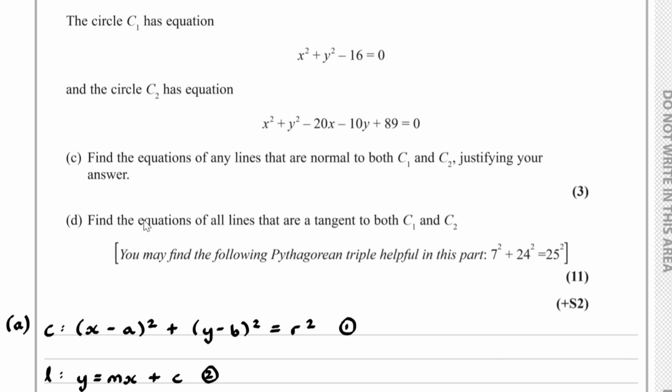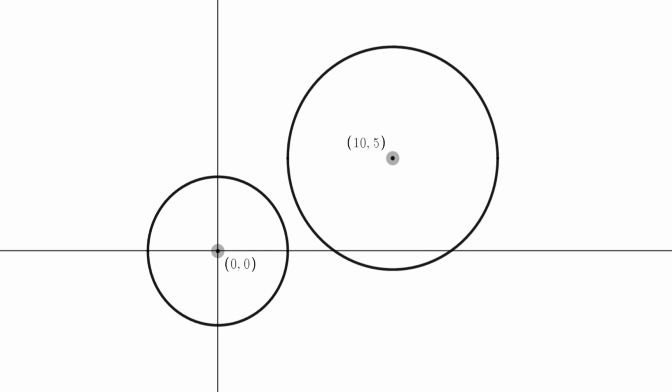For part D of the question, we have to find the equations of all lines that are a tangent to both C1 and C2. You may find the following Pythagorean triple helpful in this part. 7 squared plus 24 squared is 25 squared. Now the way to think about this, we've got both our circles C1 and C2. We've got a centre at 0, 0 and a centre at 10, 5. What we need to do is find out all the equations of the tangents to both curves.